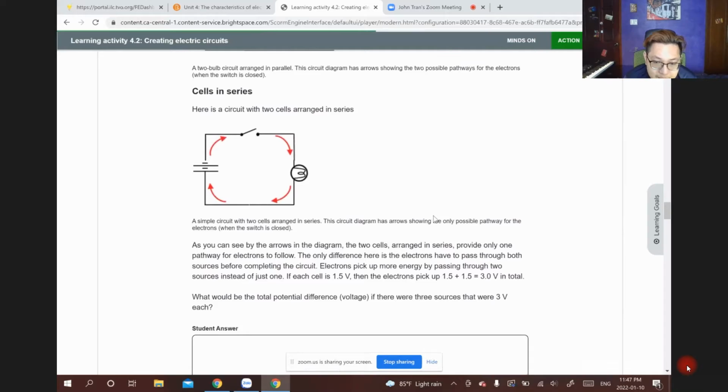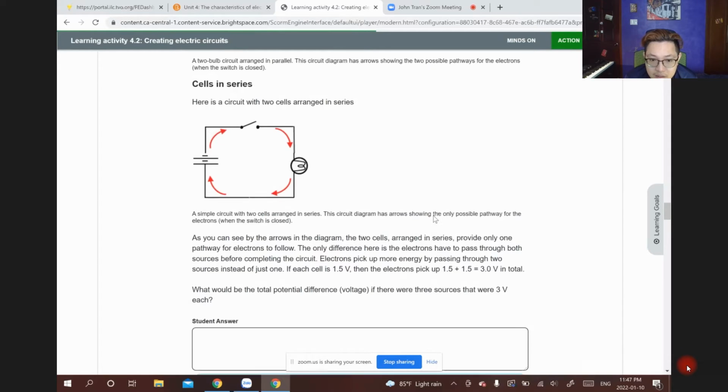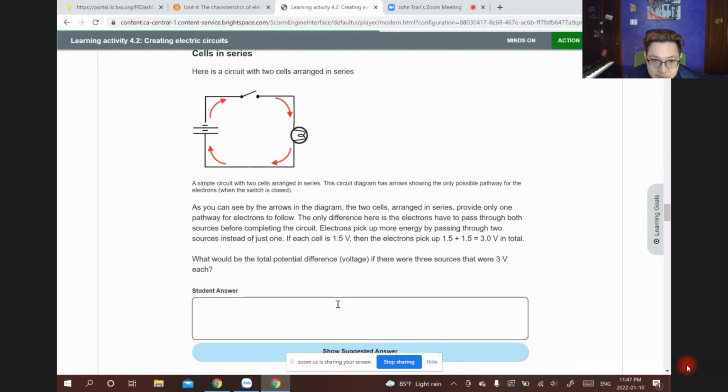Now look at this one. If you have two sources put together, each of them 1.5, so 1.5 plus 1.5 is 3 volts. Now the question would be, each of the sources is 3 volts, and you have 3 sources. Should it be 3 times 3? It's 9 volts in total.